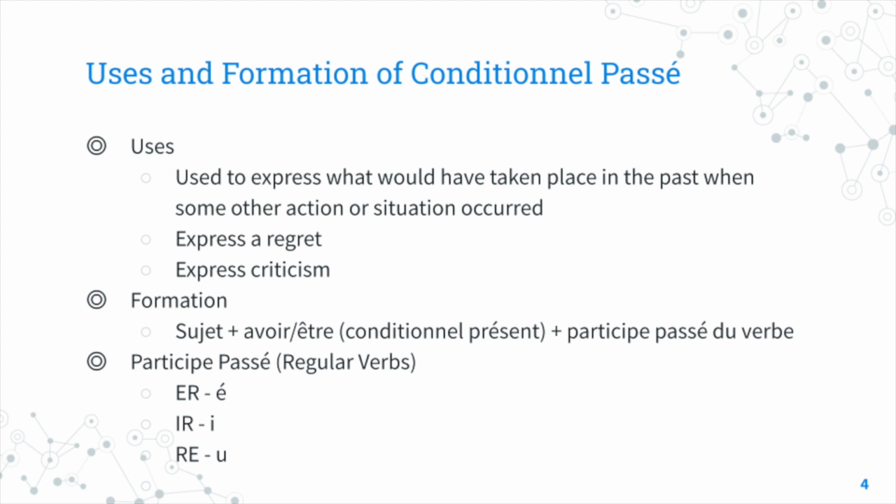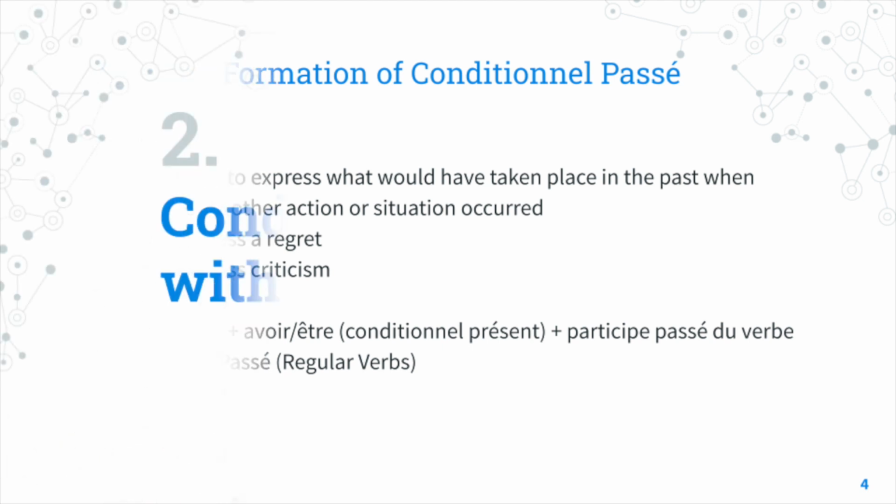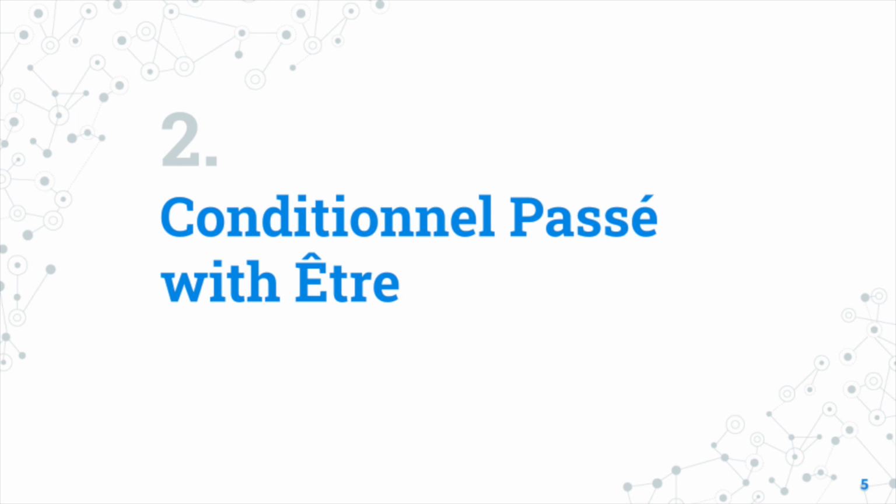Here are the participe passés of regular verbs. For ER verbs, it's é with accent aigu. For IR verbs, it's i. And for RE verbs, it's u. In today's video, we are going to be focusing on conditionnel passé with être. If you want to look at how conditionnel passé is conjugated with auxiliary avoir, you can watch my previous video.